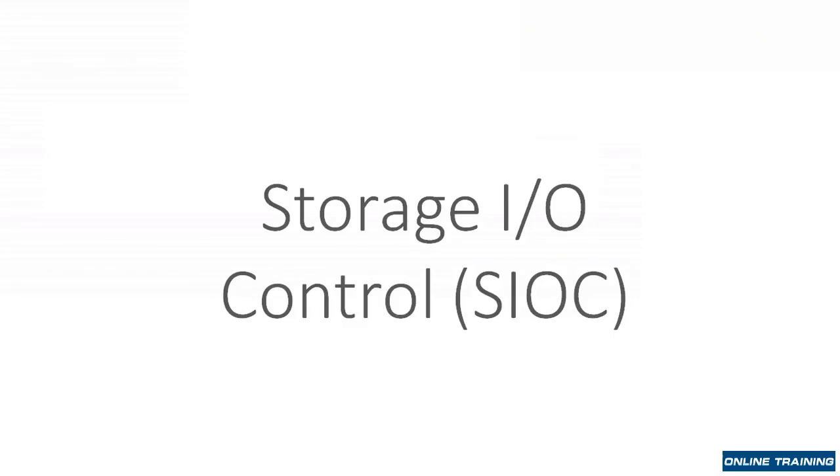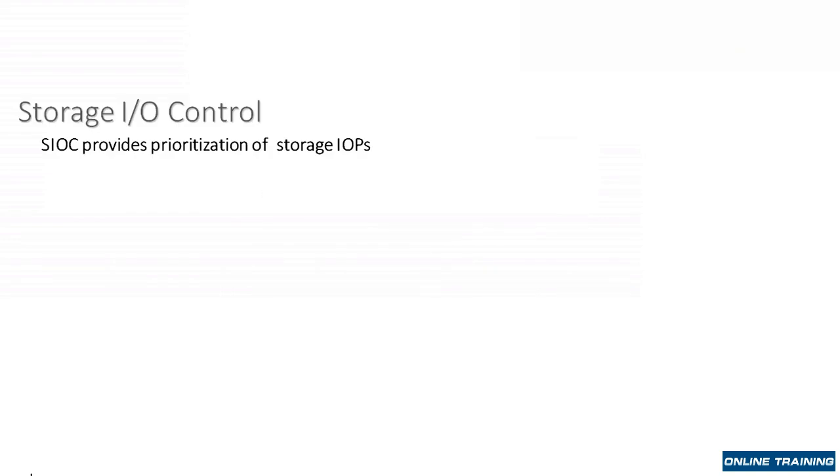In this video, we'll learn about storage I/O control and how it can be used to prioritize storage traffic for certain virtual machines. So what storage I/O control does is it provides prioritization of storage IOPS. And just think of storage IOPS as either reads or writes. They're any kind of storage command that's traveling over a network.